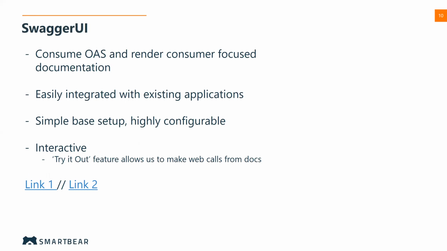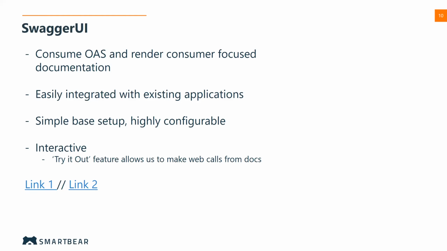And so what is available is something called Swagger UI. This essentially takes that YAML file and just converts it into consumer-facing documentation. It's very easily integrated with existing applications or new applications. There's a bunch of different ways, very similar to what we were talking about with the editor.